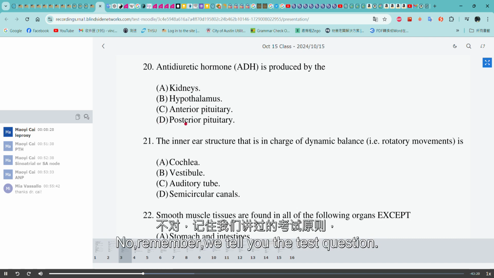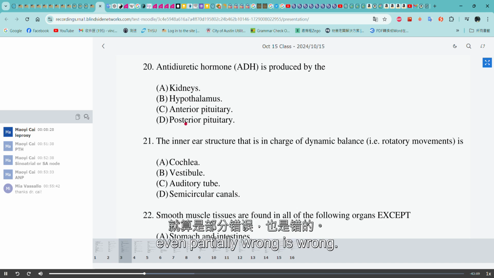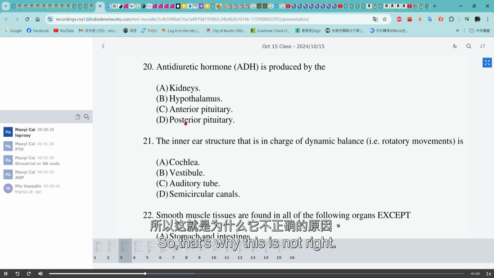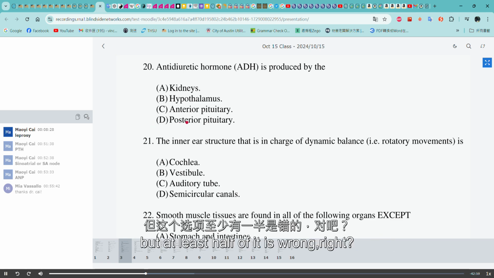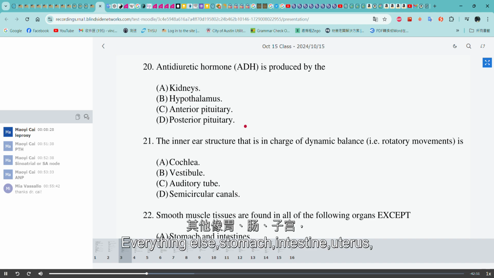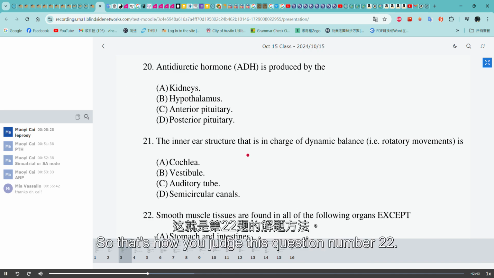No, remember, we told you about the test question. For a choice to be correct, it has to be 100% correct. For a choice to be wrong, even partially wrong is wrong. You got it? Correct has to be 100%. So that's why this is not right. B, the heart is cardiac muscle, even though blood vessels have smooth muscle, at least half of it is wrong, right? So except this one, everything else, stomach, intestine, uterus, fallopian tubes, ureter, bladder, they all have smooth muscle, okay? So that's how you judge question number 22.